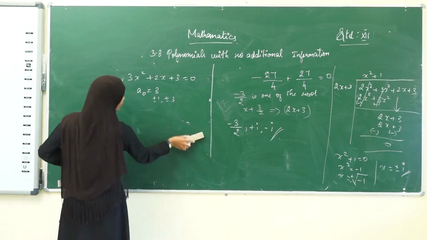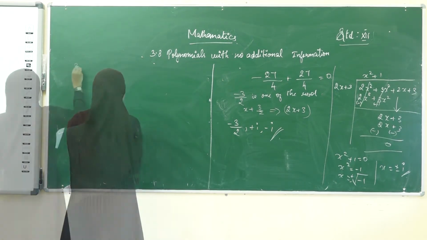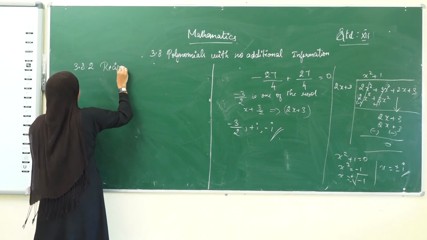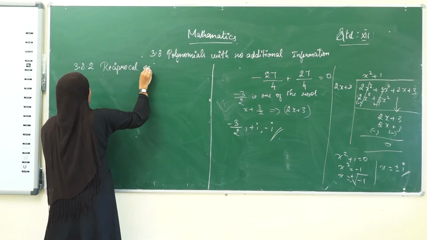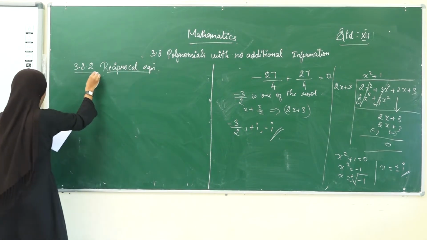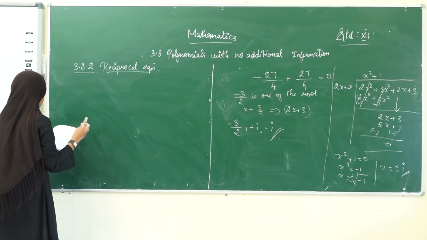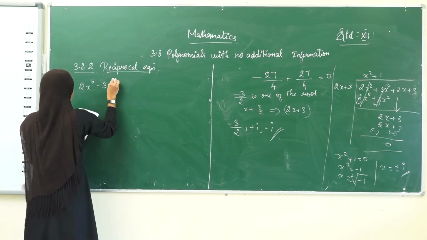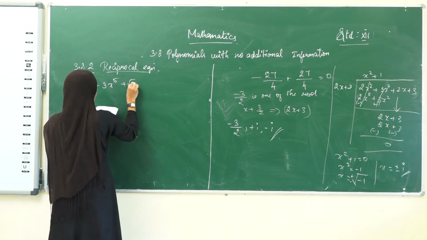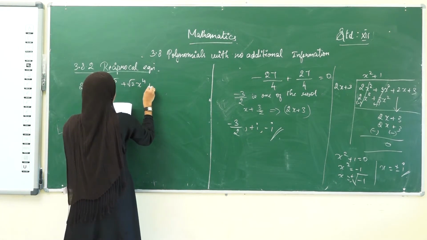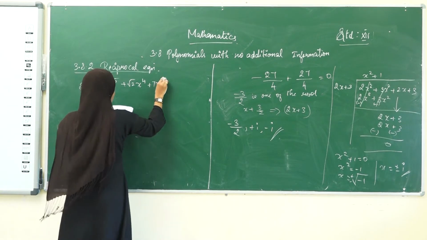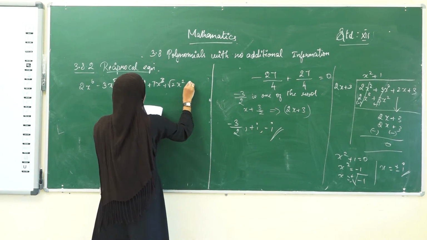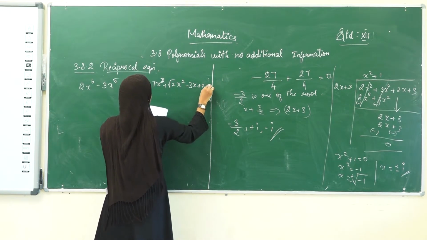Now, we are going to move on to the next subdivision 3.8.2, that is reciprocal equation. Reciprocal equation should be very easy. Now, let us consider an equation 2x power 6 minus 3x power 5 plus root 2x power 4 plus 7x cube plus root 2x square minus 3x plus 2 equal to 0.